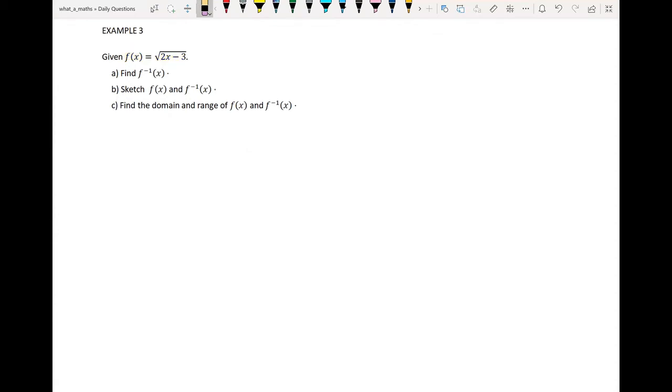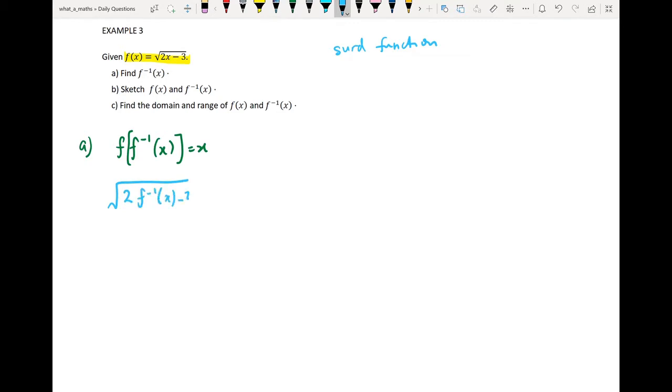Okay, this is an example of surd function. So here I have f(x) equal to surd 2x minus 3. In part A, we have to find f inverse of x. So here I play with the property f composite f inverse of x is always equal to x. So then I can have surd 2 f inverse of x minus 3 is equal to x.